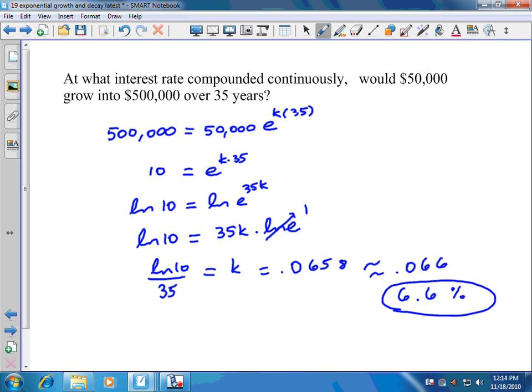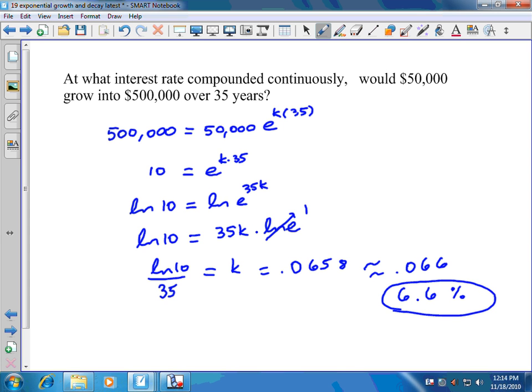Again, you can use more decimals if you choose to, but this would be sufficient for my purposes on the test. So 6.6% over 35 years will have an investment increase in tenfold. It will go from 50,000 to 500,000.